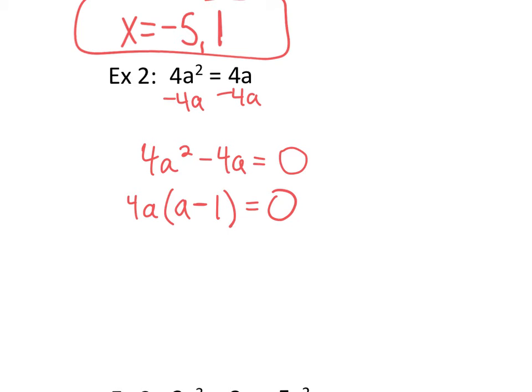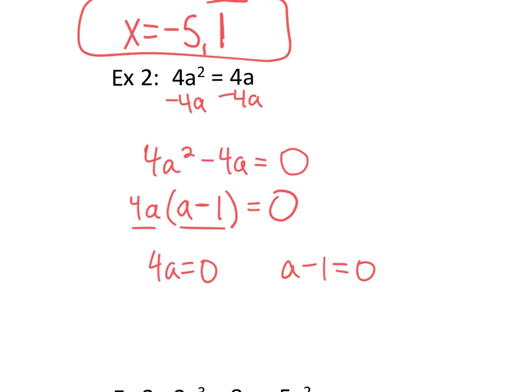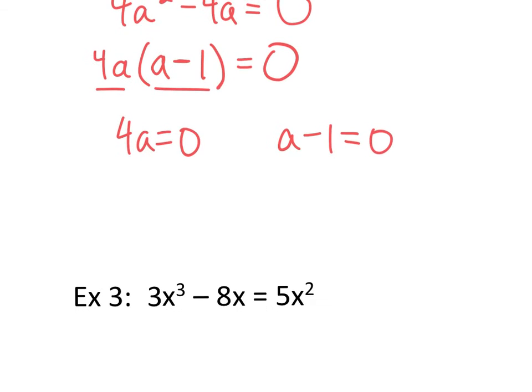Is this factored form? Completely factored? So now what? Break it apart. You got it, Nathan. Break it apart. Set it equal to 0. So 4a equals 0, and a minus 1 equals 0. So the very first one, how would I solve that?